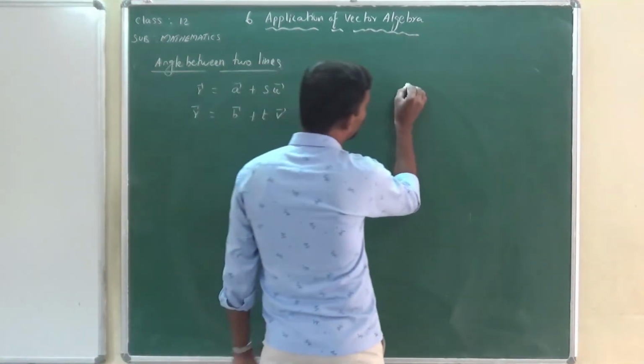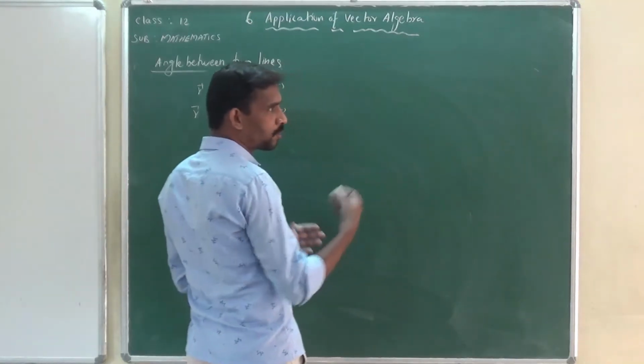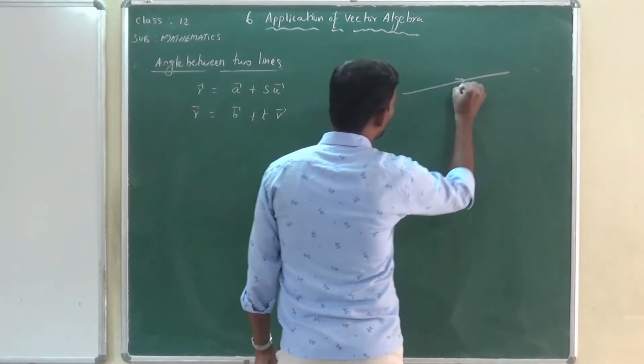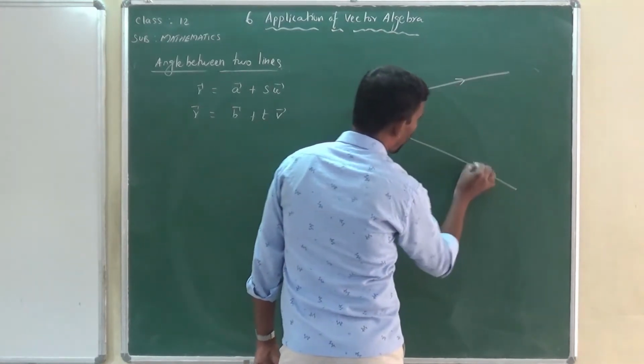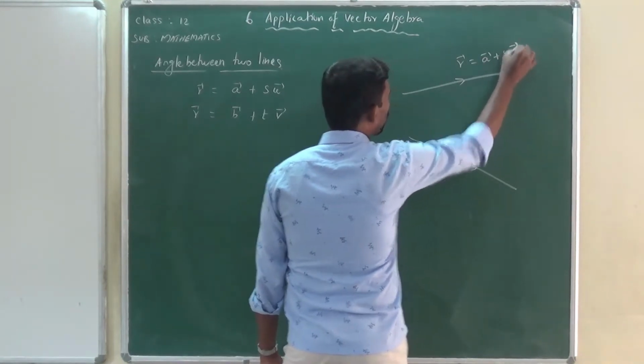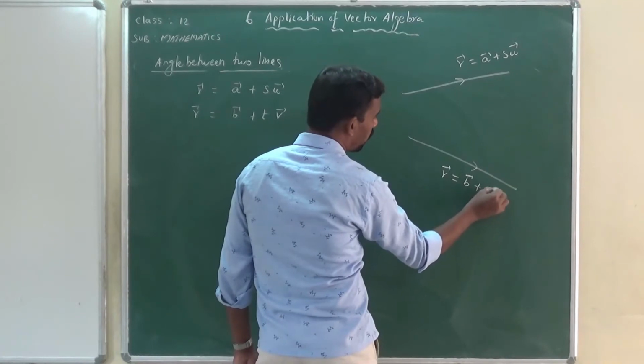Drawing any two lines here, we want to make an angle, isn't it? So the two lines intersect, right? Draw a line here and one more line here. This is r vector equals a vector plus s times u vector, and this one is r vector equals b vector plus t times v vector.